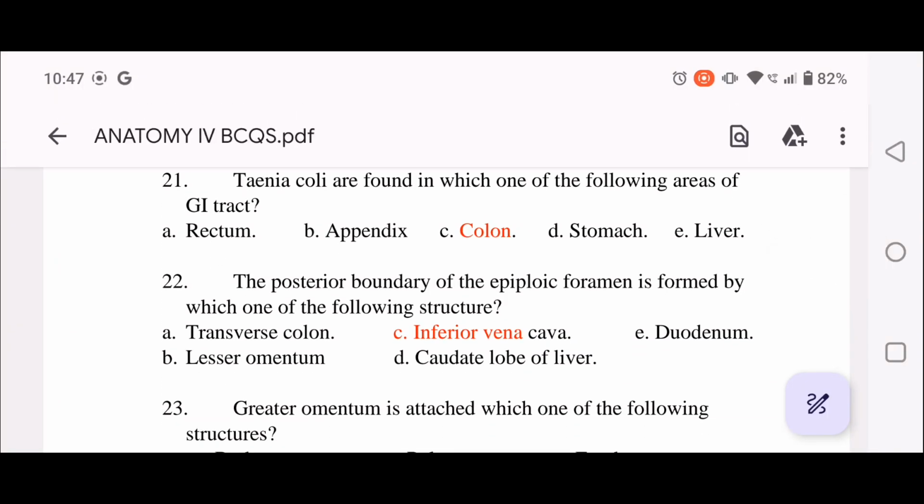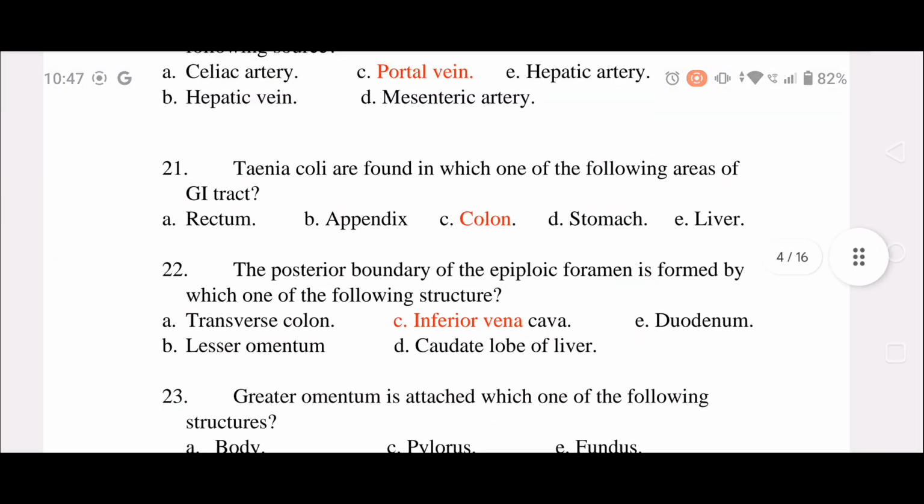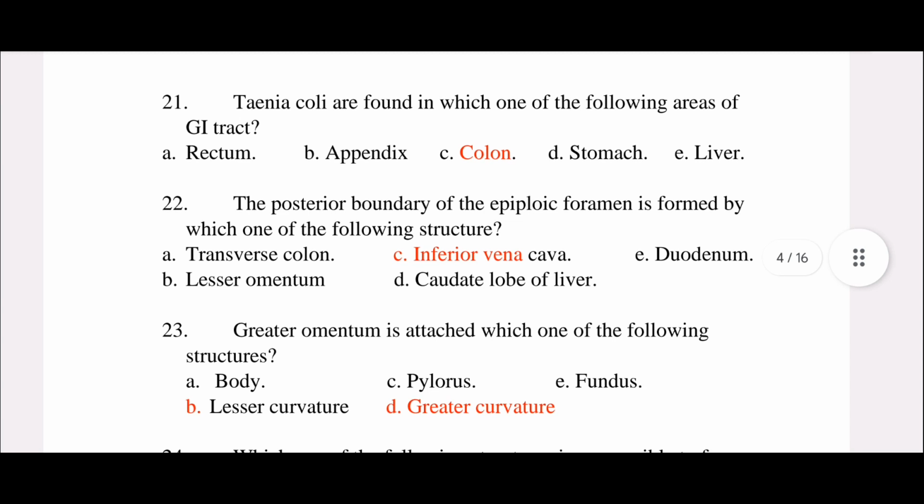Number 21. Tenia coli are found in which one of the following areas of GI tract? Option C, colon. 22. The posterior boundary of the epiploic foramen is formed by which one of the following structures? Option C, inferior vena cava.